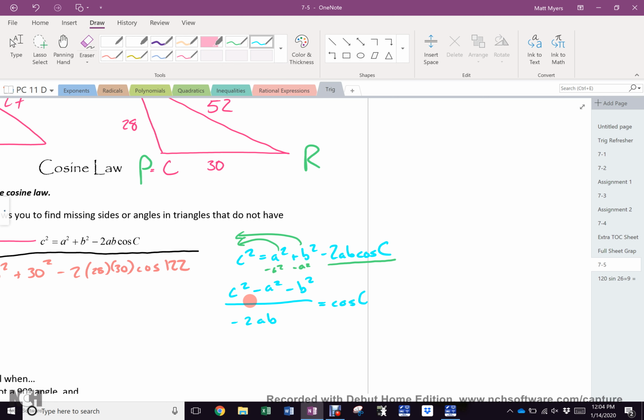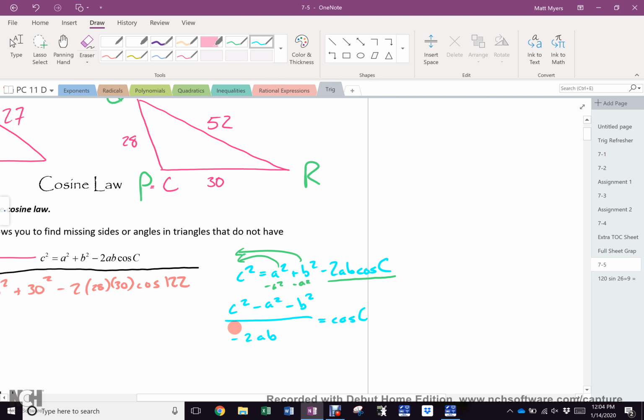And since I know there's only one thing you guys hate more than actually coming to school, it's actually practicing at school, I would recommend you do this in stages. Don't try to do it all in one shot. Right? So again, using these numbers in the formula, how would this look if I wrote it out? What would go in for C? 52 squared plus 20, or minus 28 squared minus 30 squared over negative 2, 28, 30. And then all of that, you would shift cos. Everybody cool?